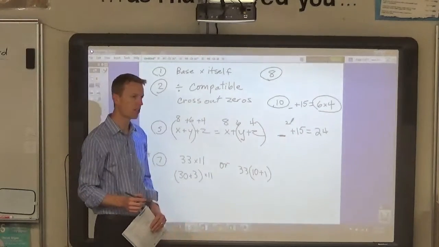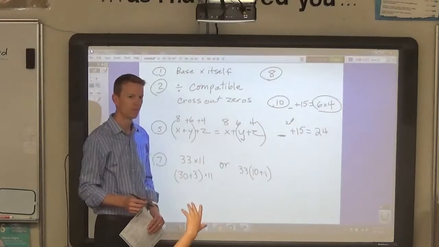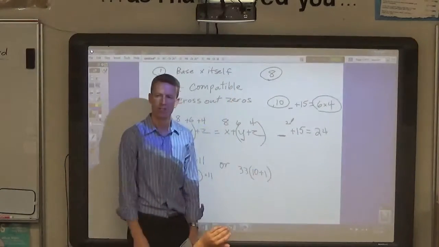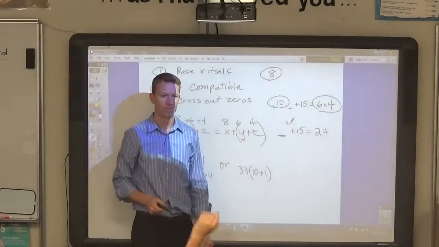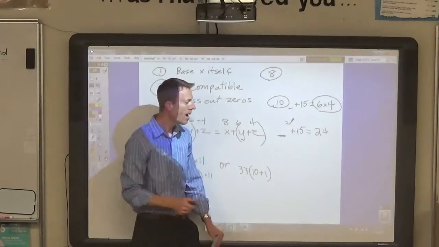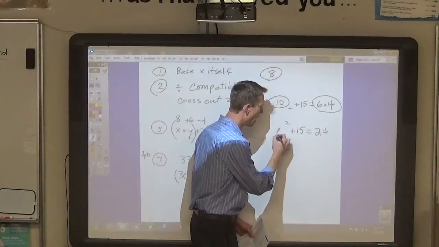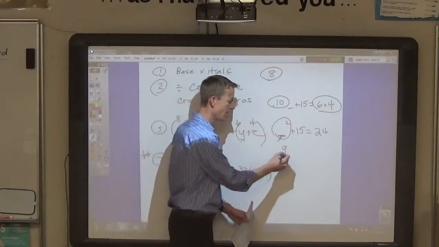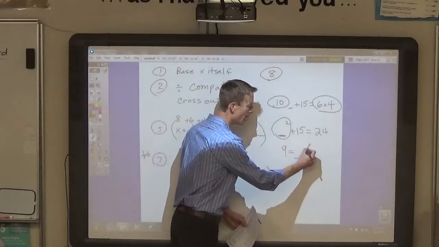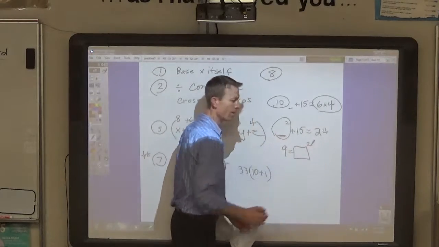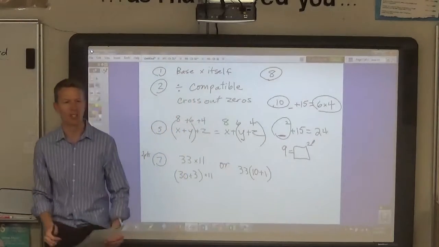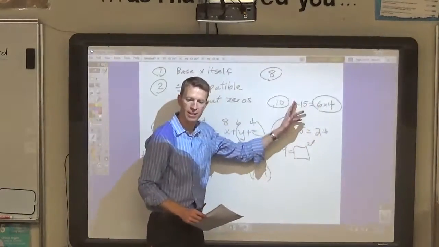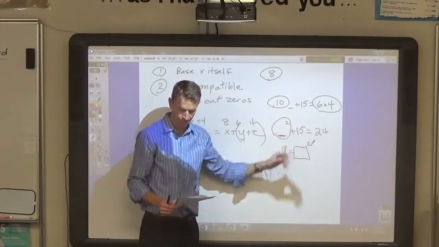So again, work backwards. What plus 15 is 24? Nine is, yep. We know that the answer to this is 9. What number squared equals 9? 9 equals what number squared? Don't say the answer if you know it. But that's how you could work backwards to find this answer. Okay?